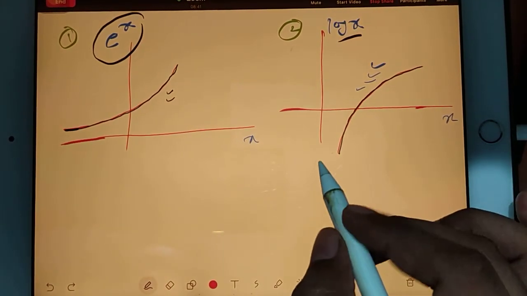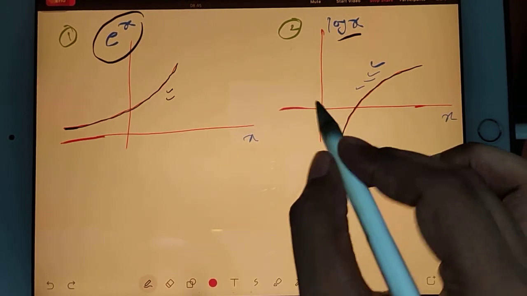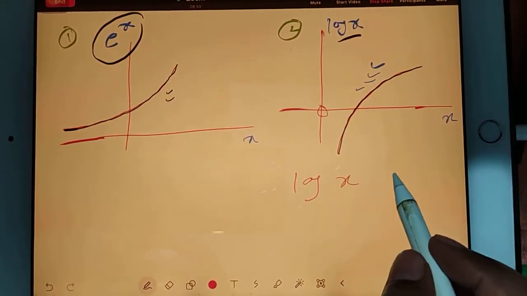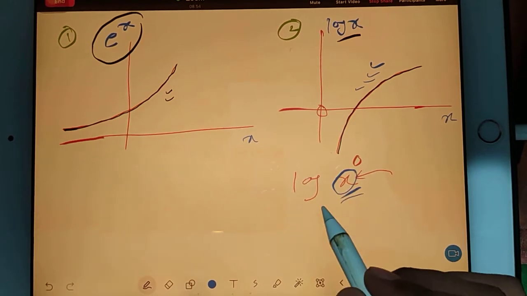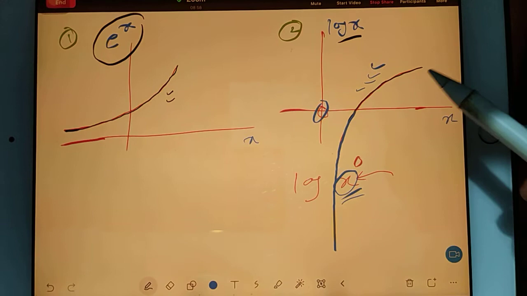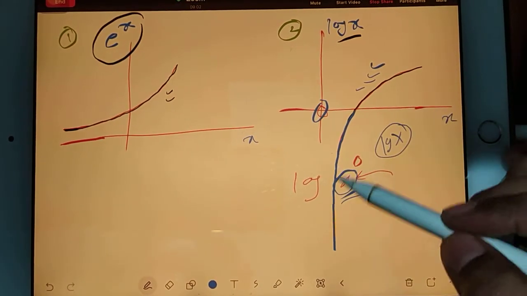It means if I ask what will be the value if I put exactly 0 here, I mean I am putting log x and I want to replace x with 0. So you can see at 0 we have the value somewhere here. So you can say that okay, log is not defined for 0 because we don't know what the value will be.